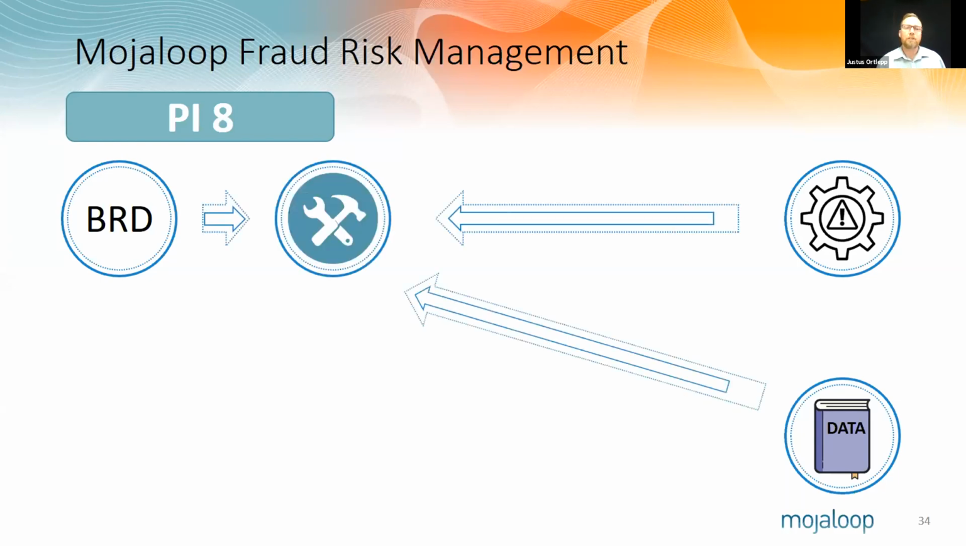Ostensibly, that would then allow you to build a solution. The Mojaloop community could then invest in the development of the solution based on the requirements from the BRD and build rules that would cater for the typologies and build data pipelines that would cater for the data component. That was then at the end of PI8.